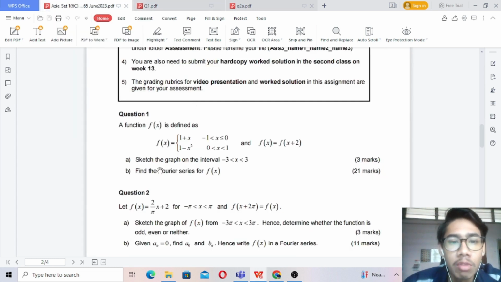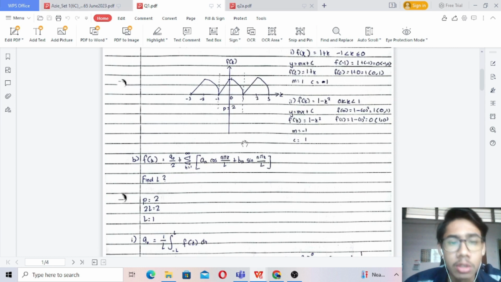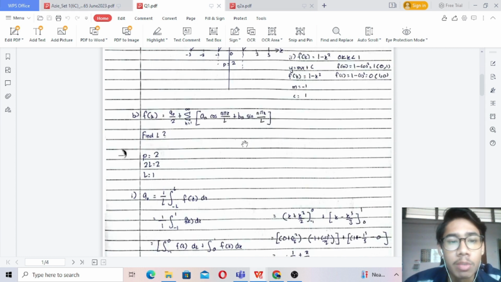Question B: find the Fourier series of f(x). As we know, the formula of the Fourier series is a naught divided by 2 plus the summation of a_n cos(n pi x / L) plus b_n sin(n pi x / L). So that is the formula of the Fourier series. Now we go to question B.